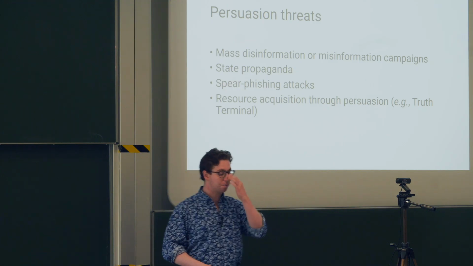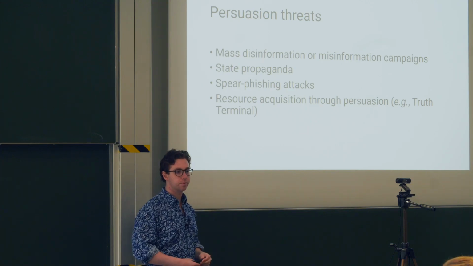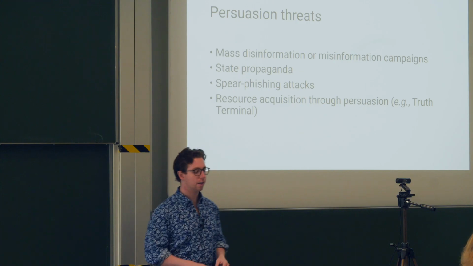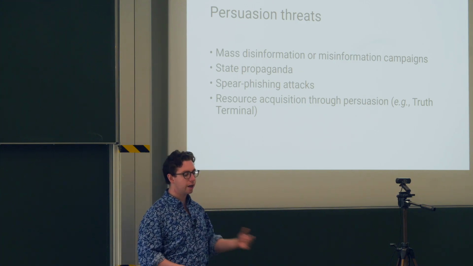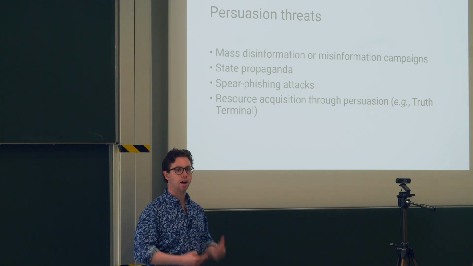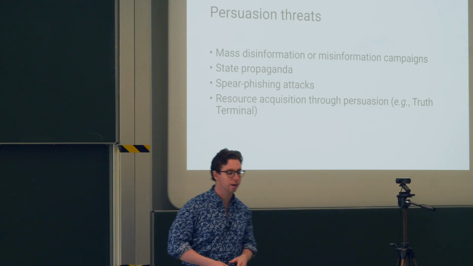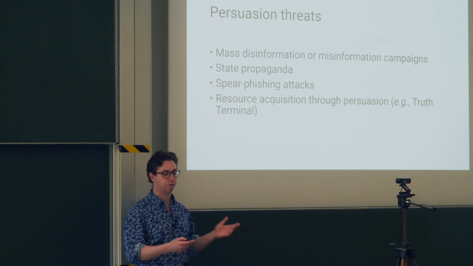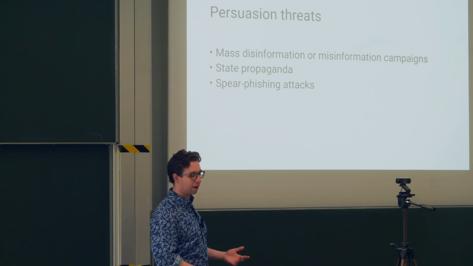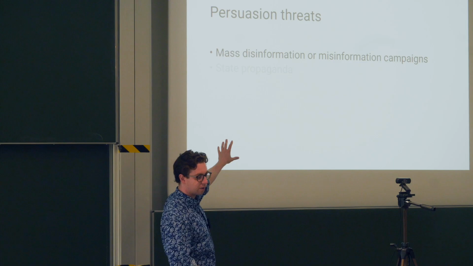So also in lecture 7, we briefly covered Truth Terminal, which was an AI system that essentially ran a sort of pump scheme for cryptocurrency. They had a certain coin that they held a large stake in and basically convinced people to buy this coin, and through that became extremely wealthy by pumping up the value of the coin. So this is an example of resource acquisition through persuasion. We might be worried about these threats, and if we are, we would be looking to evaluate them using some suite like this.